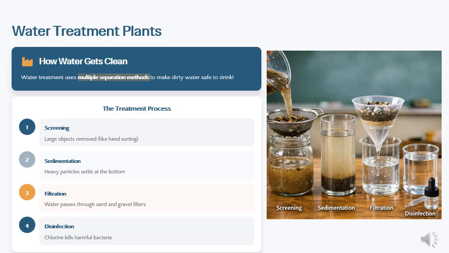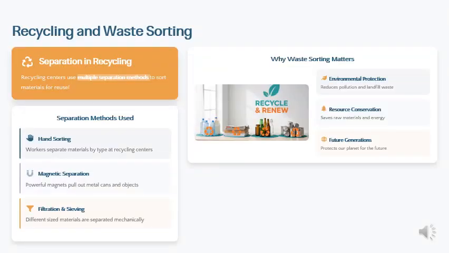And billions of people depend on treated water. Without treated water, humans as a civilization would never be able to survive. Multiple stages of separation and cleaning take place on a daily basis for humans to continue living, as clean water is essential for life. And separation science also makes recycling and waste sorting possible.